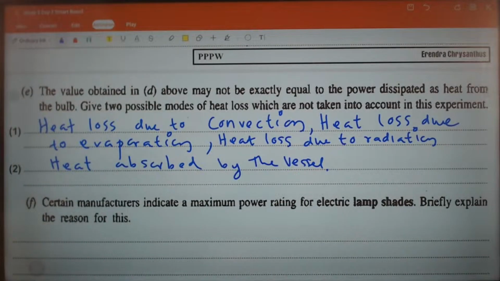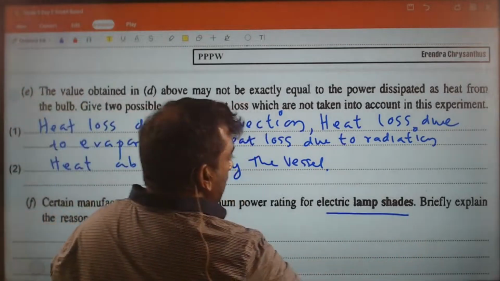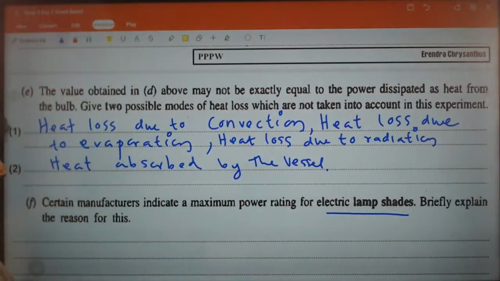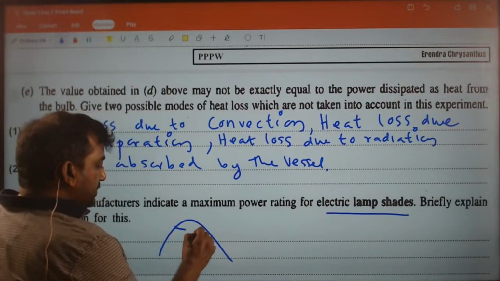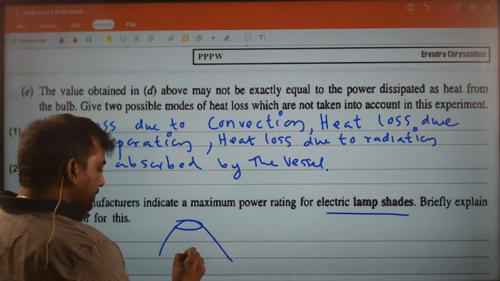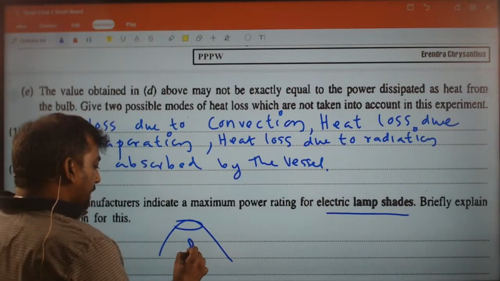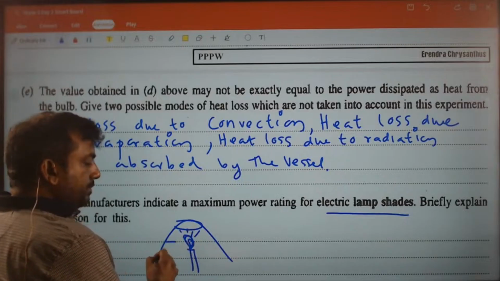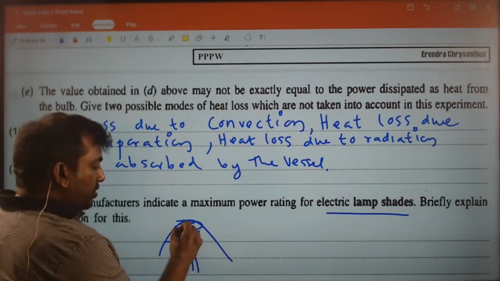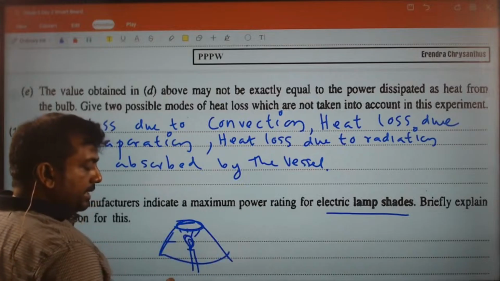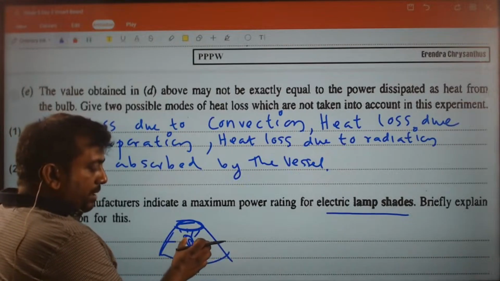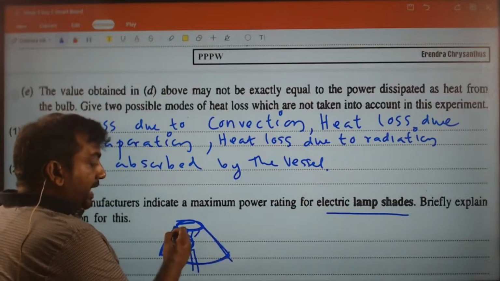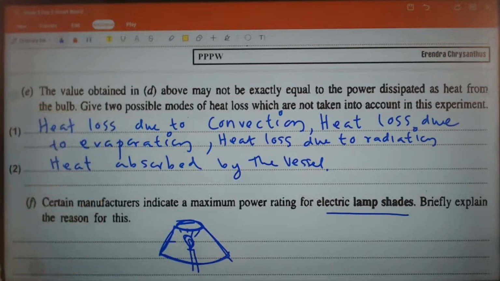Certain manufacturers indicate maximum power in electric lampshades. Briefly explain the reason why. So electric lampshades, if you all remember this, here the bulb is there. Bulb will give out heat. This heat is going to be absorbed by the lampshade. If there is no power rating, the lampshade can catch on fire.